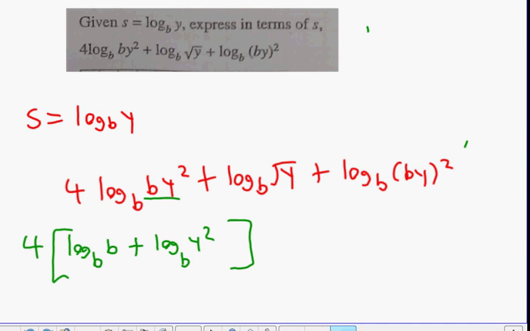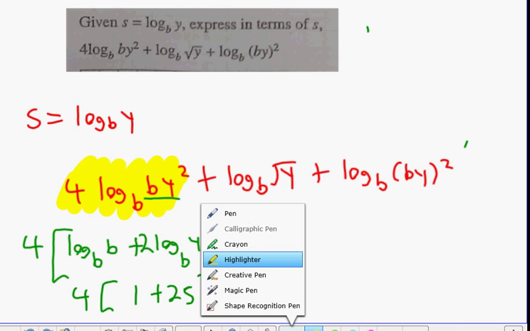Sean's on a winner there. He said, why don't you just bring the 2 in front of here? Yeah? And what does it tell me that s is? S is log y base b. So it's going to be 4 times, and what's b base b? 1. And there's 1 plus 2s. 4 times 1 plus 2s. And that is only for this part here. Haven't touched the other part yet. Okay? What about the next part, Sean?